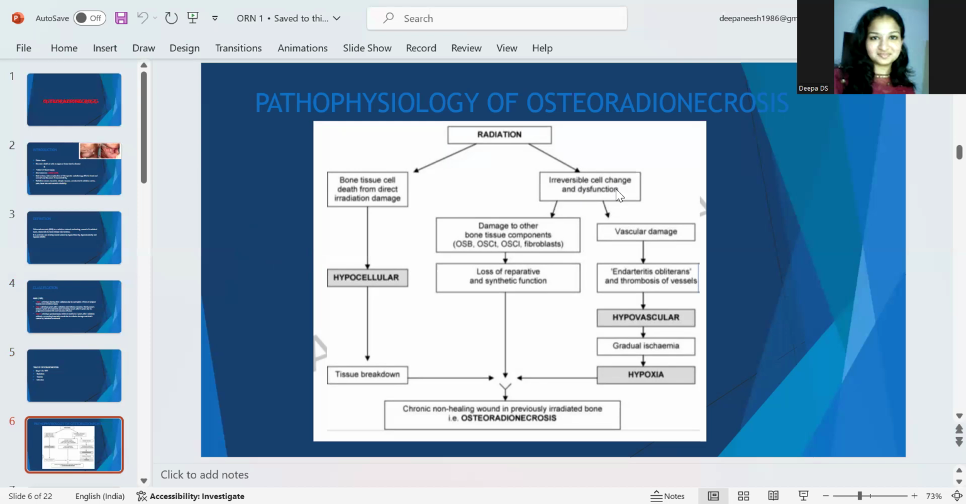It also causes damage to other bone tissue components and causes loss of reparative and synthetic function, and that can lead to osteoradionecrosis. And it also causes bone tissue cell death from direct irradiation damage, which leads to hypocellularity, and that causes tissue breakdown, and that can also lead to osteoradionecrosis.